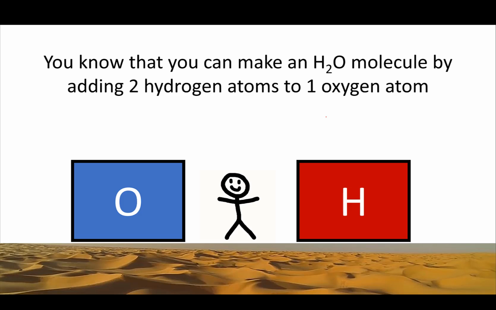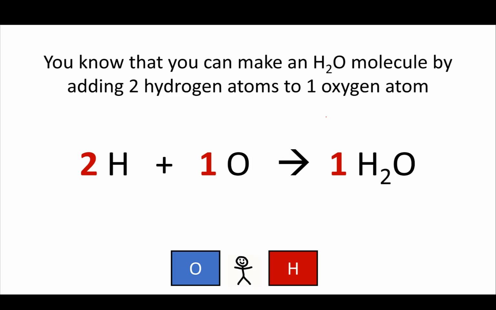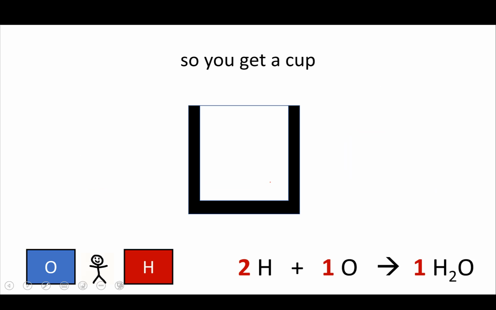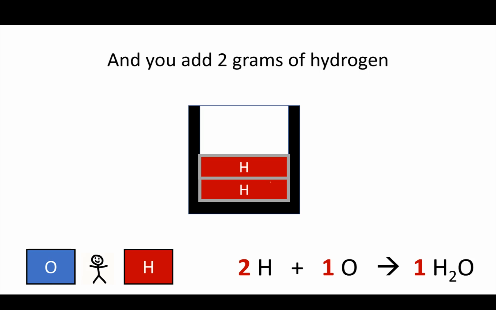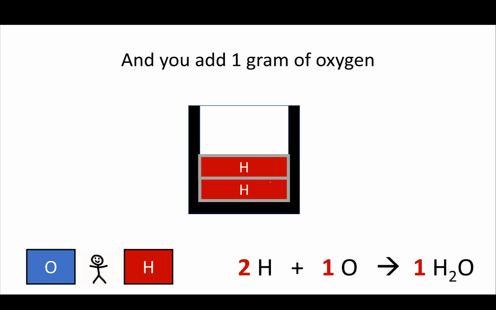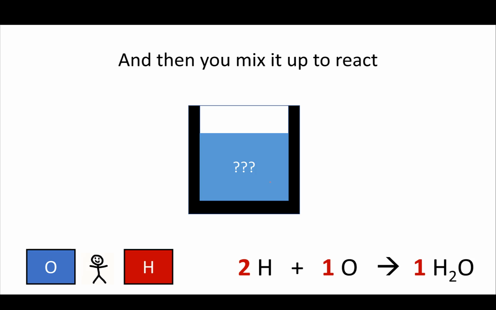Now you know that you can make H2O by adding 2 hydrogens to 1 oxygen, right? 2 hydrogens and 1 oxygen will give you 1 water molecule, which is H2O. So you can get water to drink by mixing 2 hydrogens with 1 oxygen. So you get a cup, and you add 2 grams of hydrogen, because you can't count molecules, right? But you can take a scoop and scoop in 2 grams of hydrogen and 1 gram of oxygen, and you can mix it so that it reacts, and you get something.